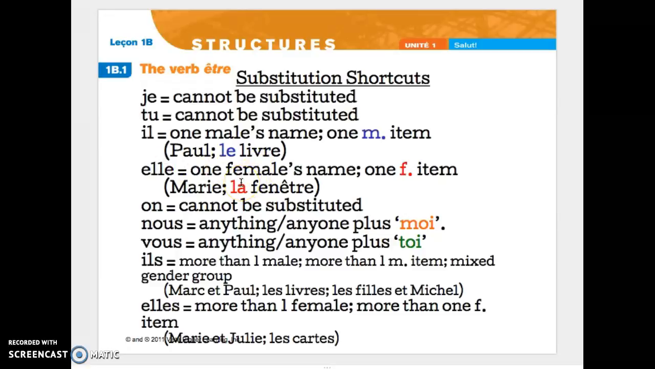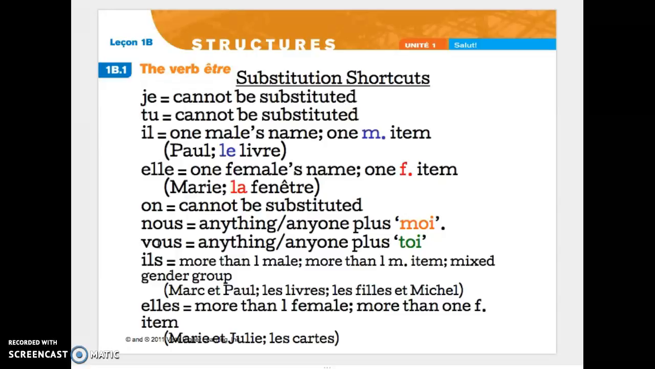So for example, if you see a noun that has la in front of it, then it's going to equal elle singular. On is another one that can't be substituted. Nous is anything or anyone plus the word moi. So even in English, you and me equals we. Vous is anything or anyone plus the word toi. Bob and you is going to equal you plural or y'all.